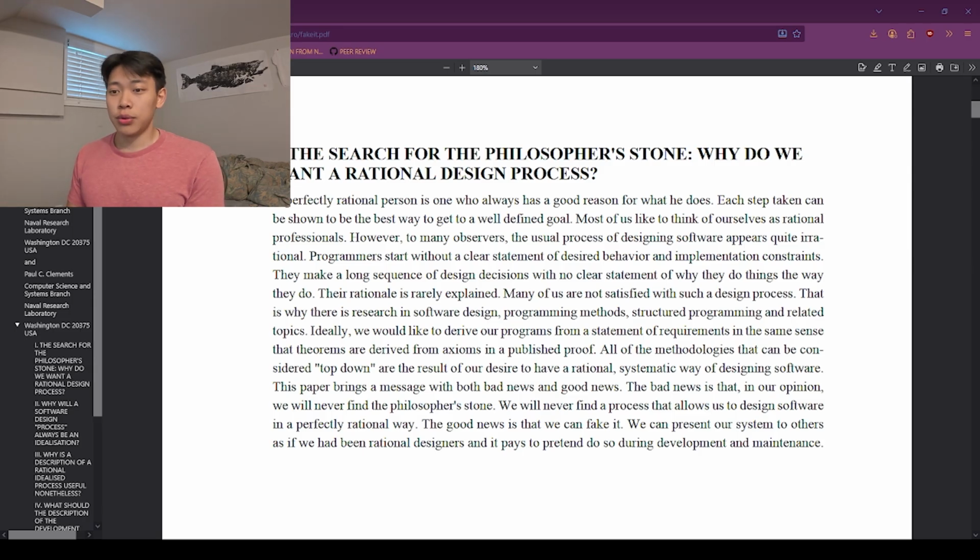This paper brings a message with both bad news and good news. The bad news is that, in our opinion, we will never find the philosopher's stone. We will never find a process that allows us to design software in a perfectly rational way. The good news is that we can fake it. We can present our system to others as if we had been rational designers, and it pays to pretend to do so during development and maintenance.